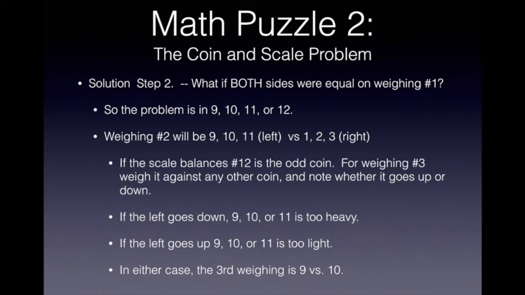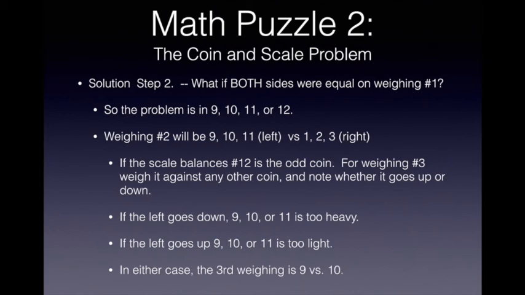Okay, well now we just pay attention to which way it didn't balance. If the left side goes down, we put 9, 10, and 11 on the left, then 9, 10, or 11 is too heavy. If the left side goes up, then 9, 10, or 11 is too light. Now in either case, we know the problem coin is 9, 10, or 11, but we don't know which one. But we do know which direction it's wrong. We know it's either too heavy or too light at this point.